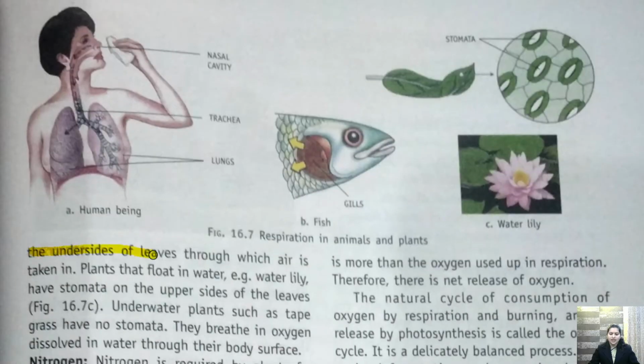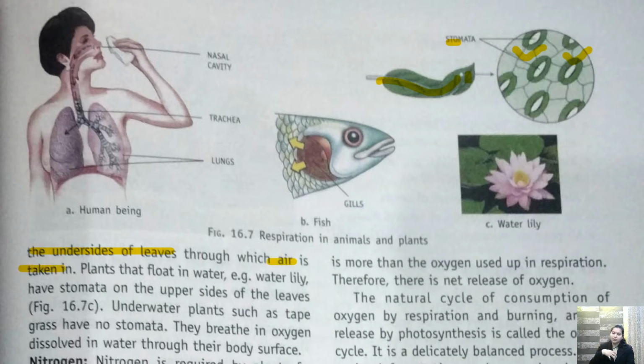on the undersides of leaves. Children, as you can see, this is a leaf, and on the underside of the leaf they have stomata. This is the structure of stomata. It gets opened and closed. As it gets open, it takes in oxygen, and as it gets closed, it releases carbon dioxide. So it acts as a lung; like we have lungs, leaves have stomata, present on the undersides of the leaves, through which air is taken in.